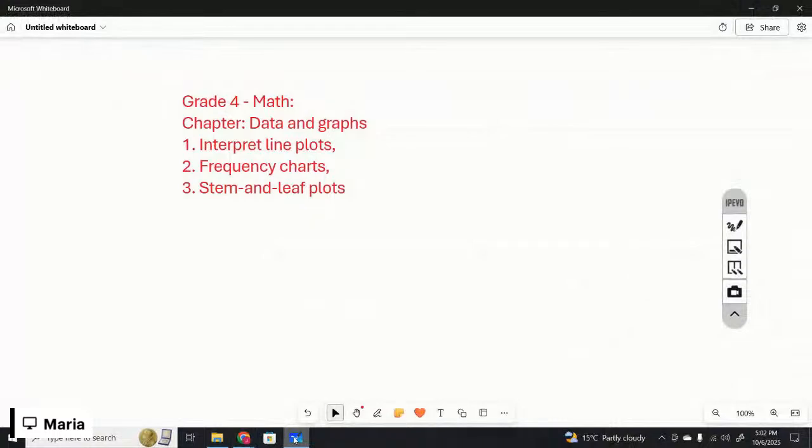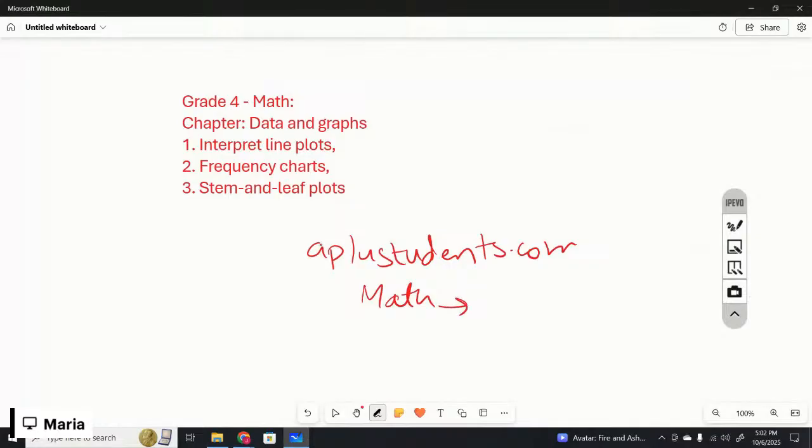We are here for grade 4 math. You can find all the lessons on aplusstudents.com. You have to log in there using your email address and the password provided by the administrator. Then you have to select math from the subject tab, scroll down to grade 4 math and then click on view all lessons.